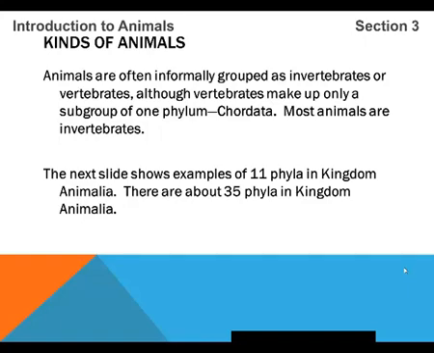The next slide will show examples of 11 phyla in the kingdom Animalia. There are about 35 total phyla in the kingdom Animalia, and you will see on the next slide that the vast majority of organisms that we know of on the planet are considered invertebrates.